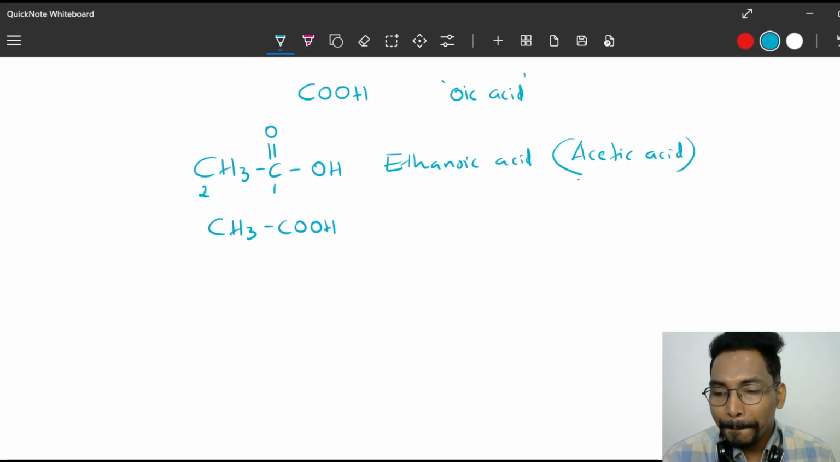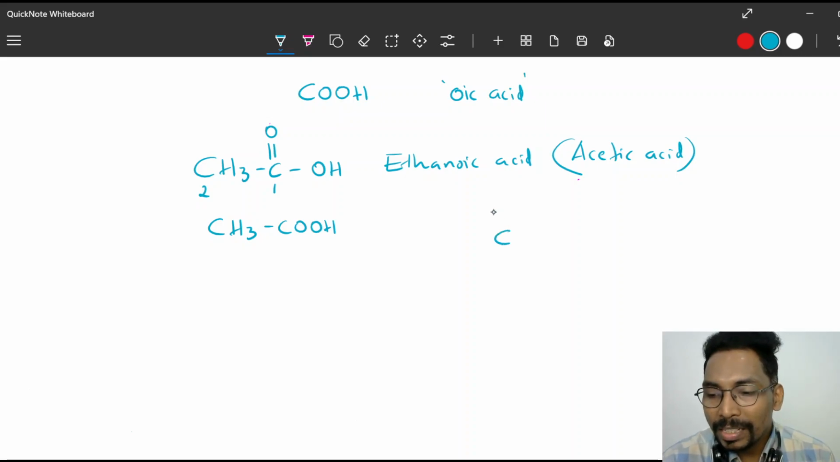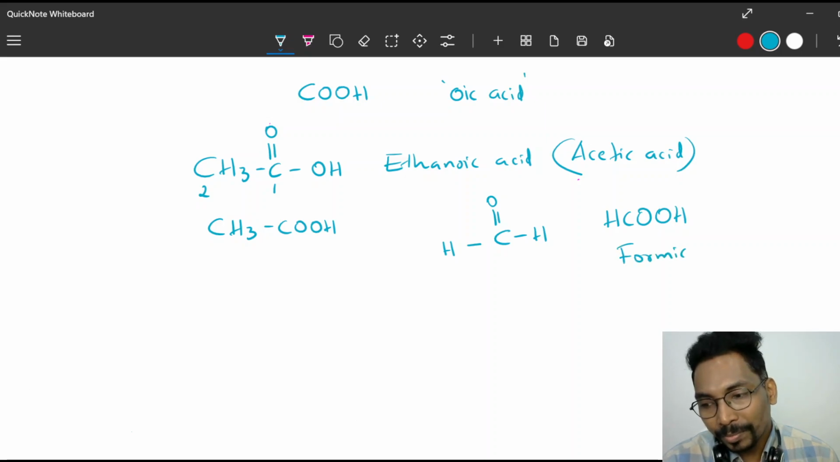Vinegar. Okay. So how about methanoic acid? Same like methanol. Okay. So C double bond OH. In this one already one carbon is present. Then you can add one hydrogen here. So it will be HCOOH. So please note the structure of methanoic acid and methanol. Very important. So this is called formic acid.